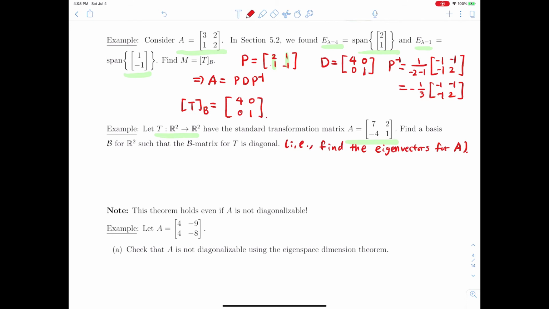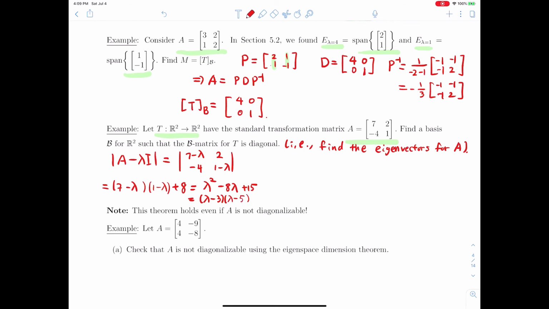Okay, so let's work on this problem together. To find the eigenvectors, we have to find the eigenvalues, so we consider the characteristic equation. The determinant of A minus lambda I equals the determinant of 7 minus lambda, 2, negative 4, and 1 minus lambda. This equals 7 minus lambda times 1 minus lambda, plus 8. If you simplify this, you get lambda squared minus 8 lambda plus 15. Factoring, you get lambda minus 3 and lambda minus 5. Setting this equal to 0 gives you lambda is either 3 or 5.